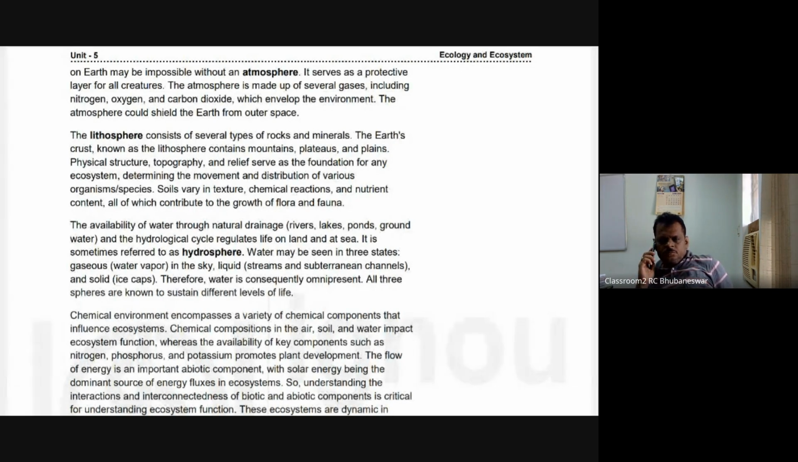Within the hydrosphere also you have different abiotic and biotic components, because within the marine environment you will see aquatic animals and phytoplanktons. Those are biotic components, while all other things will be considered as the abiotic environment.